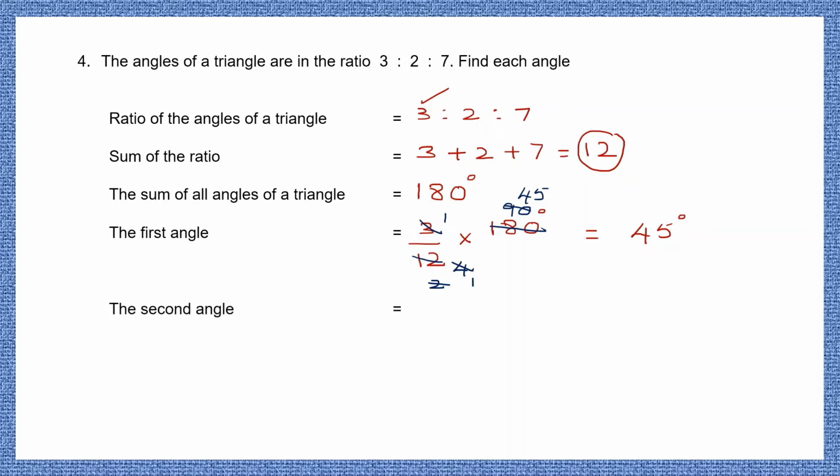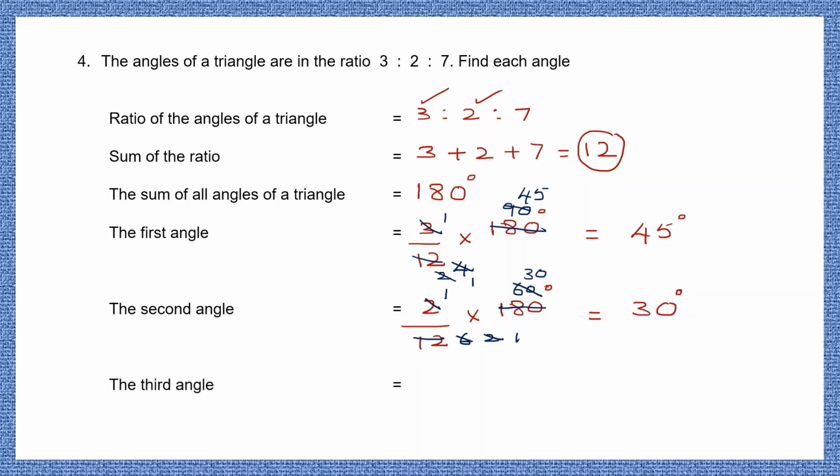Second one, the second angle. We will take 2, which stands for the second one. So 2 divided by the sum of the ratios, into 180 degrees. Here also let's cancel whatever we can. 2 ones are 2, 2 sixes are 12. We can cancel 6 and 180 by 3. 3 twos are 6, 3 sixes are 18, 60. Now I can cancel 60 and 2 both by 2. 2 ones are 2 and 2 30s are 60. So we found our second angle, which is 30 degrees.